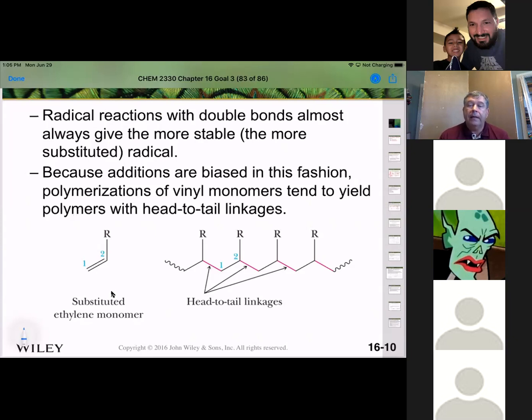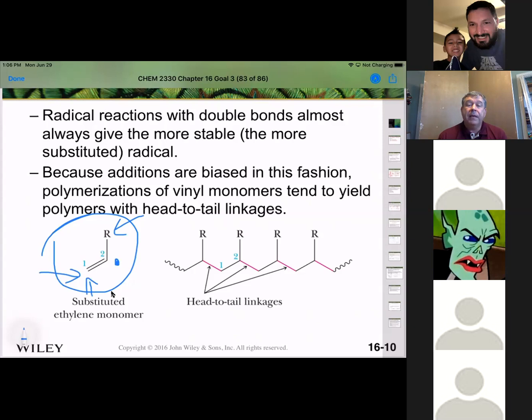Just like in carbocations, the more substituted radical is the more stable radical. It follows the exact same series, which means when we react a compound with a group other than hydrogen here, we have selectivity. It's going to react on this side first. The initiator is going to attack there because it'll generate the more stable, more substituted radical. That more substituted radical is then going to react with the other end of the next molecule over, okay?